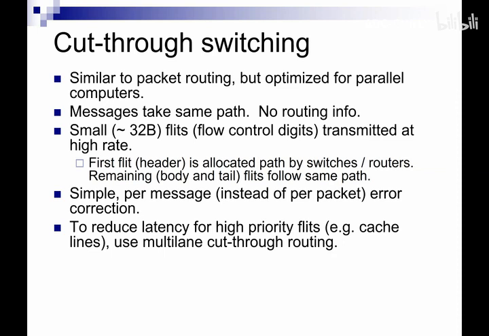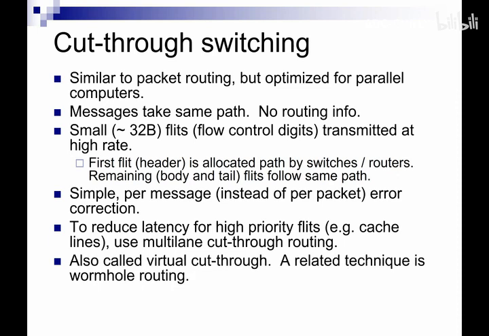Now we can improve the performance even more if we have some high priority flits. For example, some messages might be very important, like transferring cache lines. We want to do that as quickly as possible. So in order to support these higher priority messages, we can have multiple lanes of communication, and some of the lanes have higher priority than other lanes. Some other names for cut-through switching are virtual cut-through, and this is also related to something called wormhole routing.